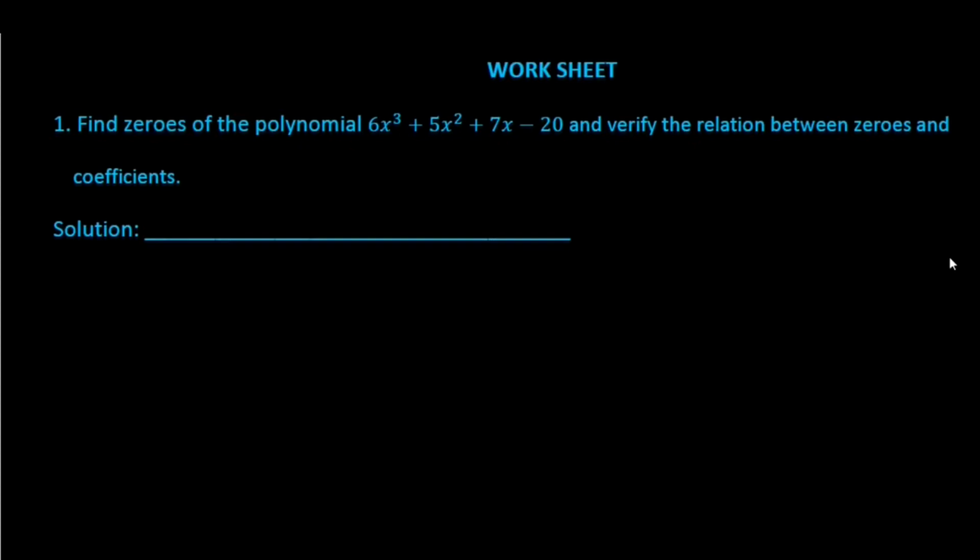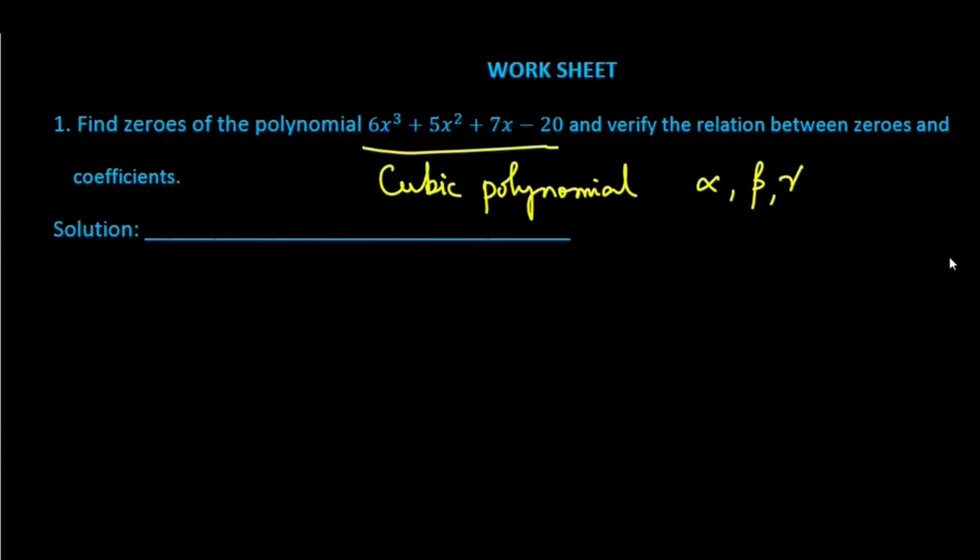Find the zeros of the polynomial 6x cube plus 5x square plus 7 minus 20 and verify the relationship between zeros and the coefficients. This is a cubic polynomial. Let us say the zeros of the cubic polynomial are alpha, beta, and gamma. The general form of cubic polynomial is ax cube plus bx square plus cx plus d, where a is not equal to 0. Then the relationship between zeros and the coefficients.